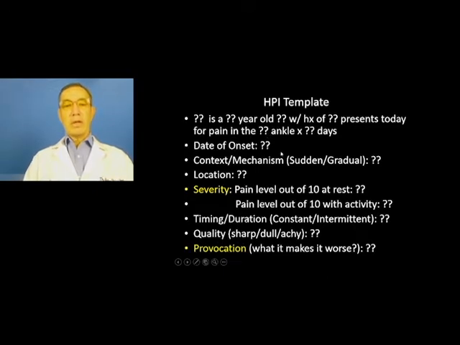When did it start? The context, was it sudden or gradual? The location, is it on the front of the ankle or the side of the ankle, the outside, the inside? And then severity of pain. Out of 10, with 10 being the worst pain in your life, what number out of 10 is it? 10 out of 10 would be the worst pain in their life.